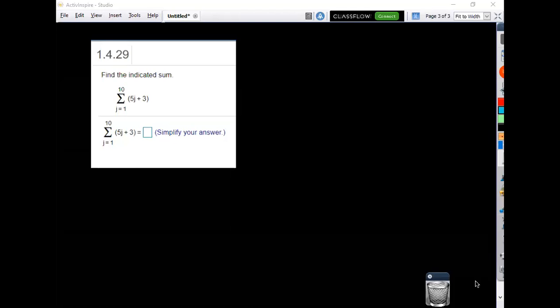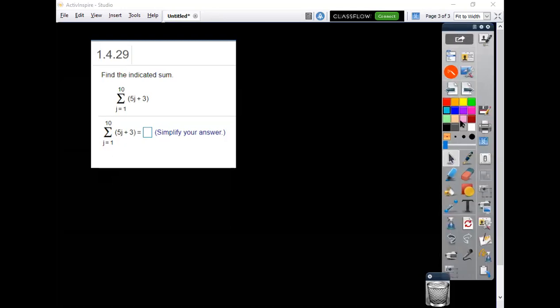All right, so 1.4.29. The first thing: this Greek letter sigma means you're supposed to add up all of the answers you get. J starts at 1, and then you do 2, and then 3, and so on, until J is 10 in that sequence. So just to see what that really means.